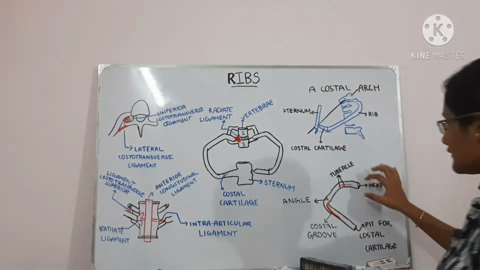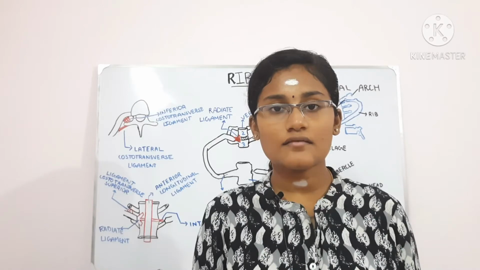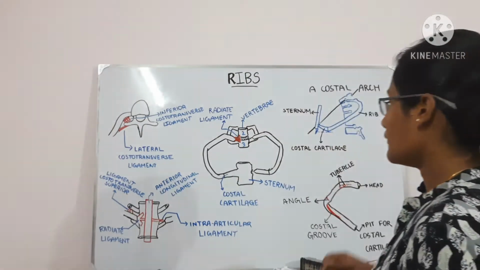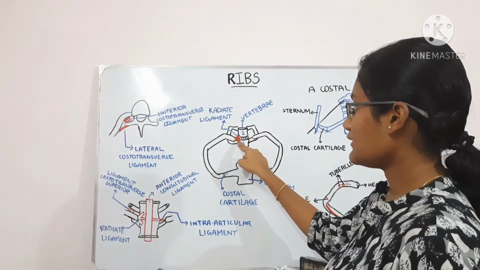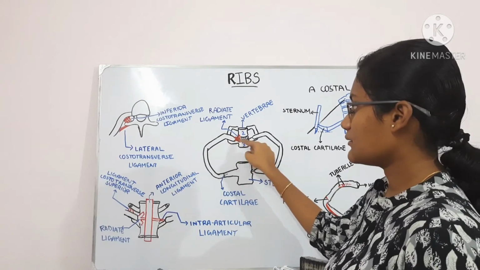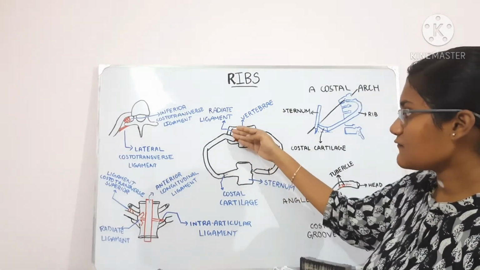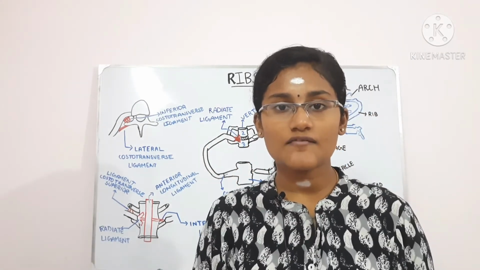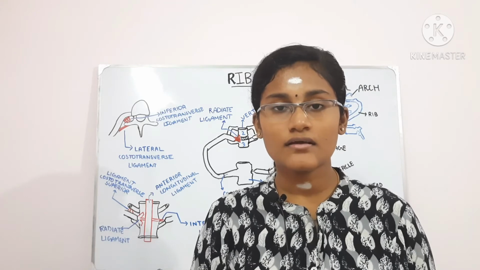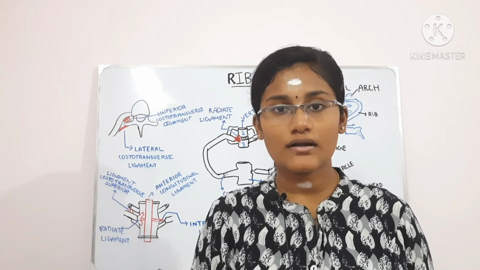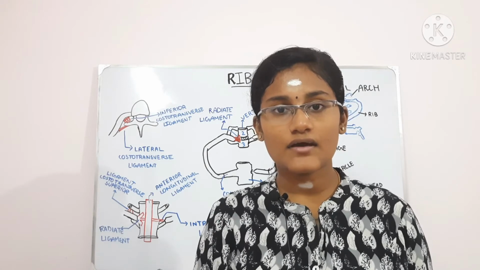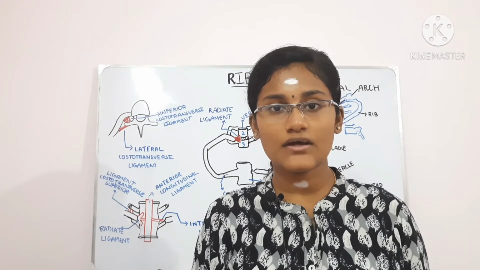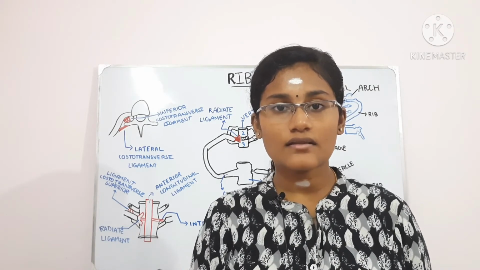The neck is this region, and the neck is present in front of the transverse process of the numerically corresponding vertebrae. So this is the transverse process of the third thoracic vertebrae, and this neck is present in front of it. The neck has two surfaces, the anterior surface and posterior surface, and two borders, the superior border and the inferior border. The anterior surface is smooth and the posterior surface is rough. The superior border is thin and the inferior border is rounded. So that is all about the neck.